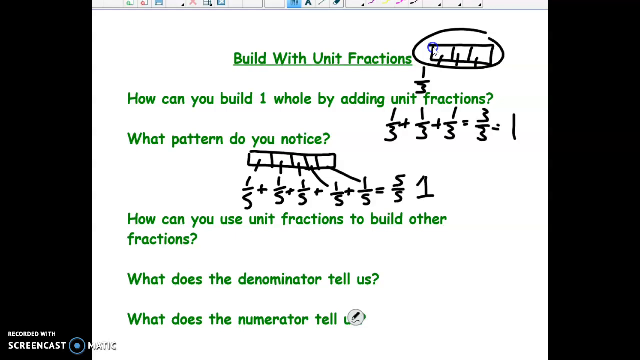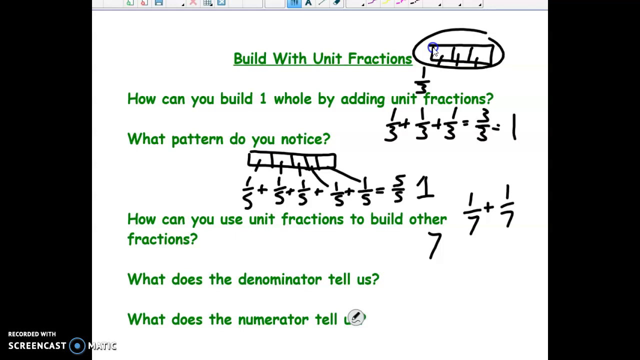Now, let's say you had sevenths. How many unit fractions would you need? Well, each one's going to be 1/7. How many of those ones would you need to get to 7/7? 7. All right. 2 more questions.